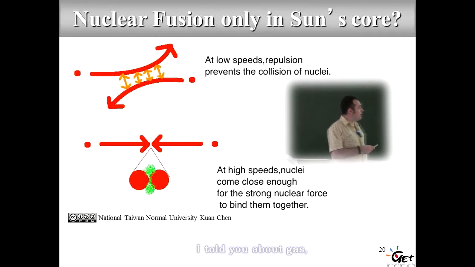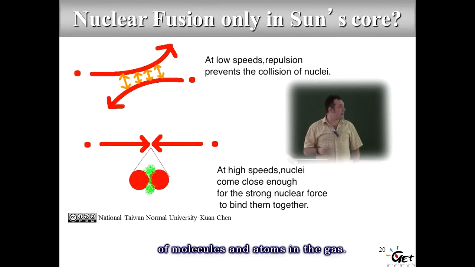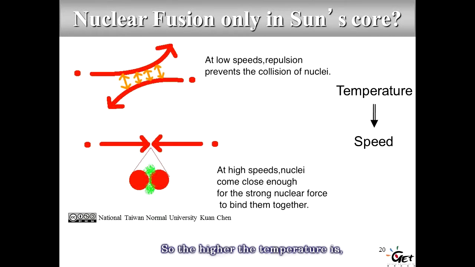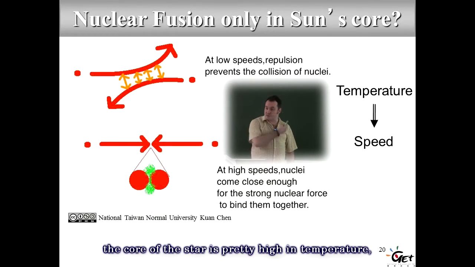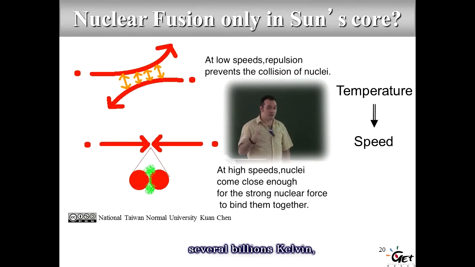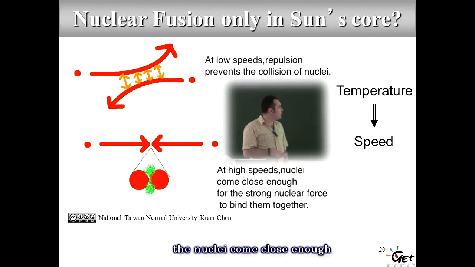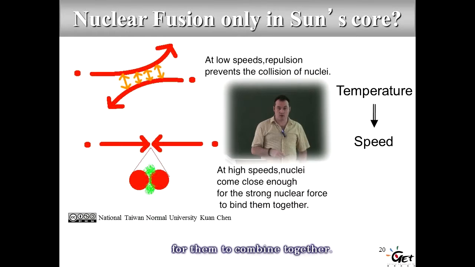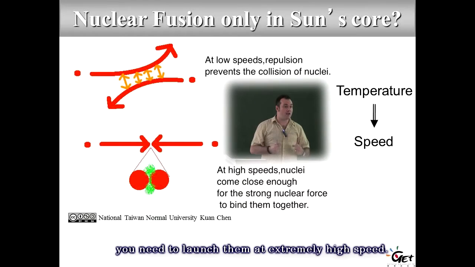And remember, I told you about gas. What I told you about gas is that temperature is directly linked to the speed of the atoms and molecules in the gas. So the higher the temperature is, the faster the atoms and molecules are moving around. At very high temperature, the core of the star is several billion Kelvin, and the speed of the atoms is such that they can collide together. At high speed, the nuclei come close enough for the strong nuclear force to bind them together. So if you want to stick two protons together, you need to launch them at extremely high speed.